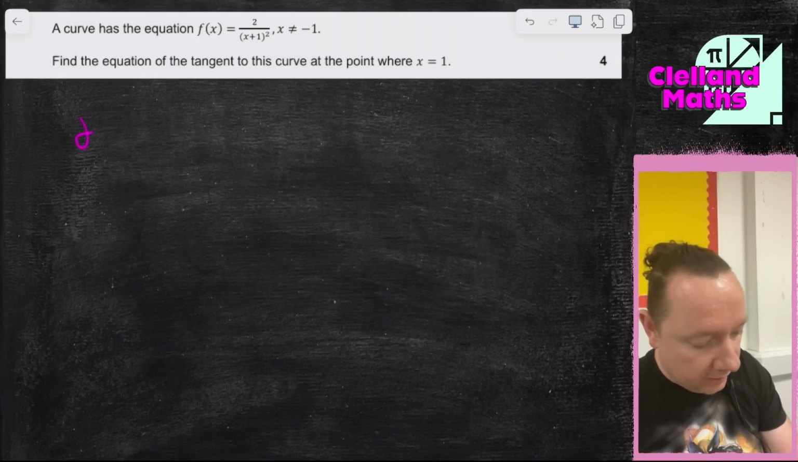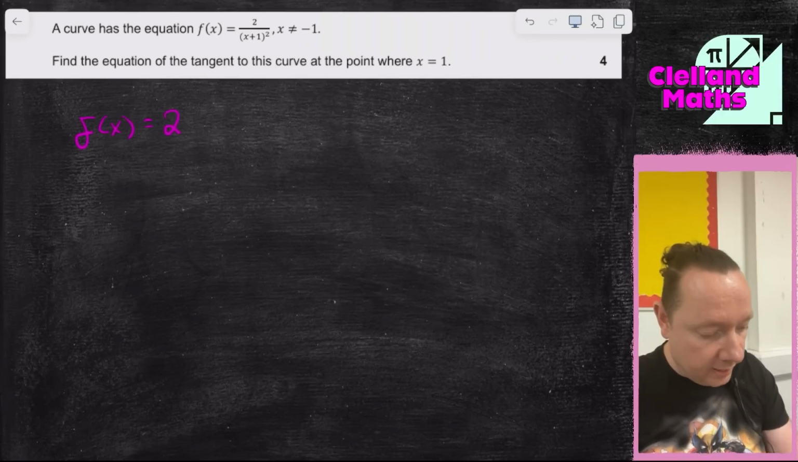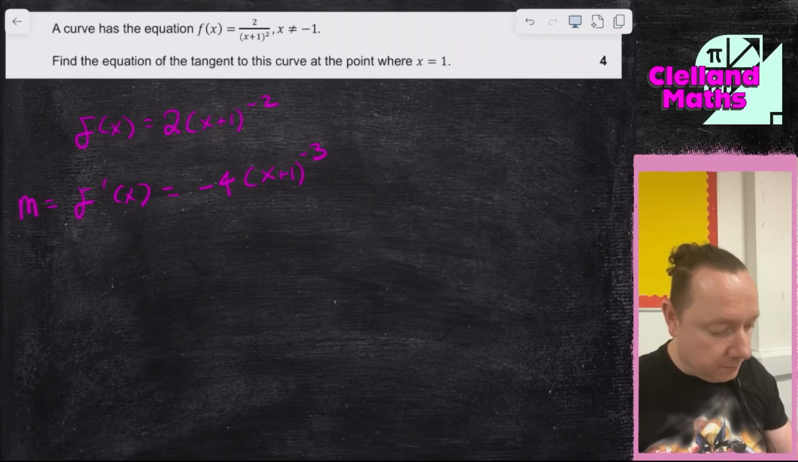So I've got f of x. I'm going to make that differentiable by taking the (x plus 1) up to the top and making it a minus 2. So f dash x tells me my gradient, remember. Minus 2 times 2 is minus 4, (x plus 1) to the minus 3. And then I need to work that out at 1. So that's minus 4, (1 plus 1) to the minus 3.